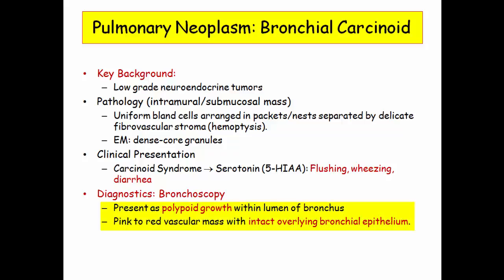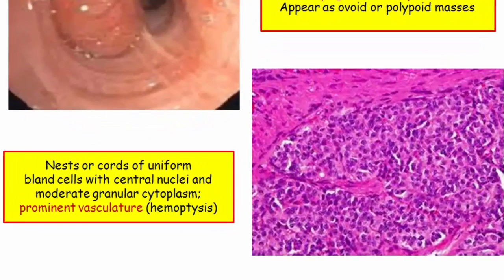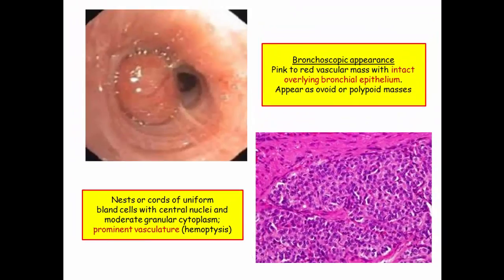This is how they come after you. Polypoid mass with intact epithelium. Bingo, that's bronchial carcinoid. It makes sense. Look what I did. I'm showing you that polypoid growth with the intact epithelium. I'm so freaking annoying. And here's the pathology. Uniform bland cells with central nuclei and prominent vasculature. And that's bronchial carcinoid. We'll hear more about carcinoid in GI and cardiology.